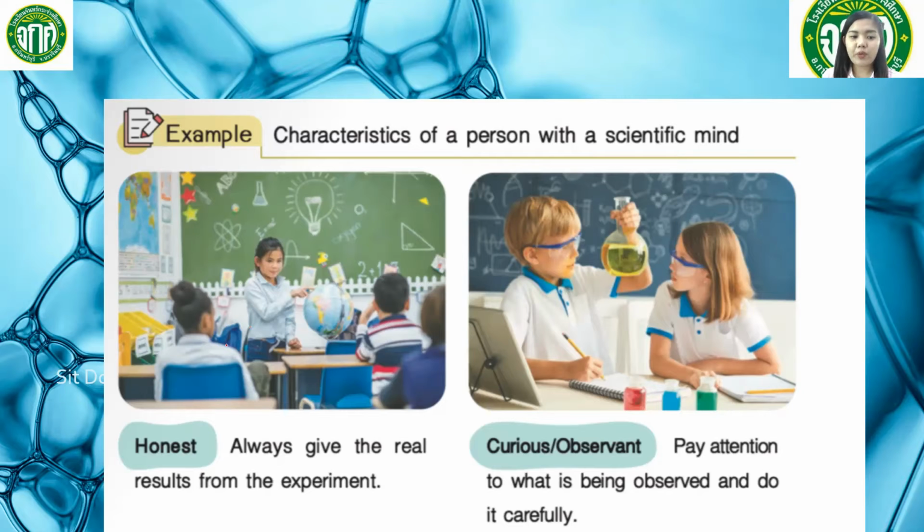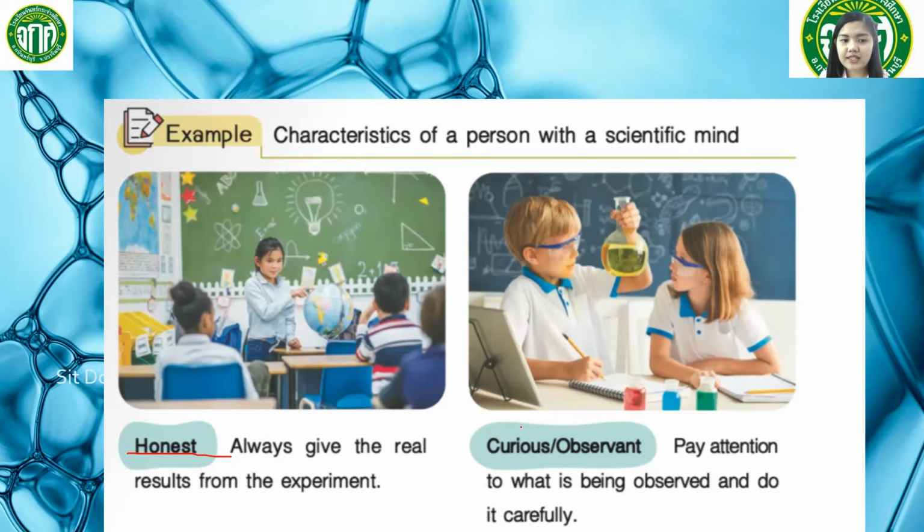Okay, so number 1, we have honest. Again, honest. Always give the real results from the experiment. You should say the real result of that experiment. Being honest means you're not going to lie about the result.